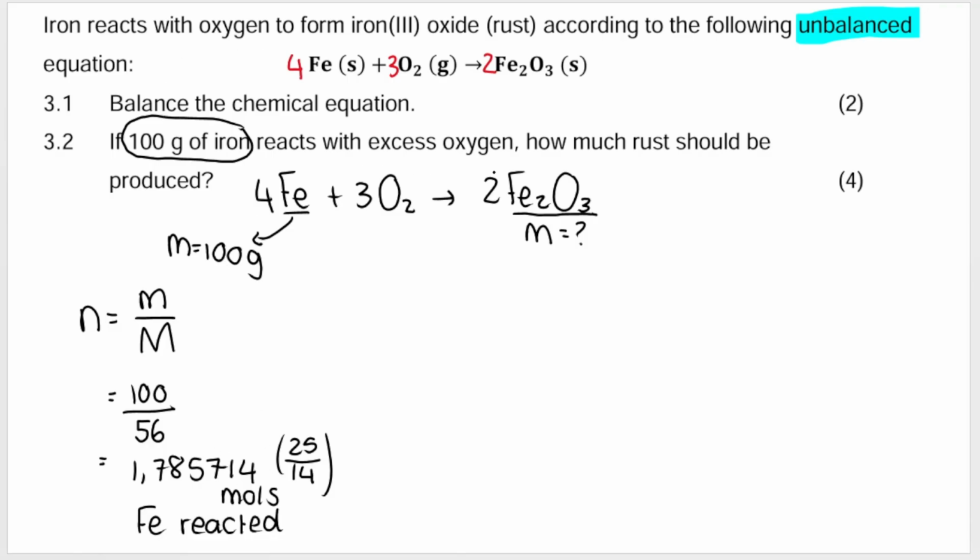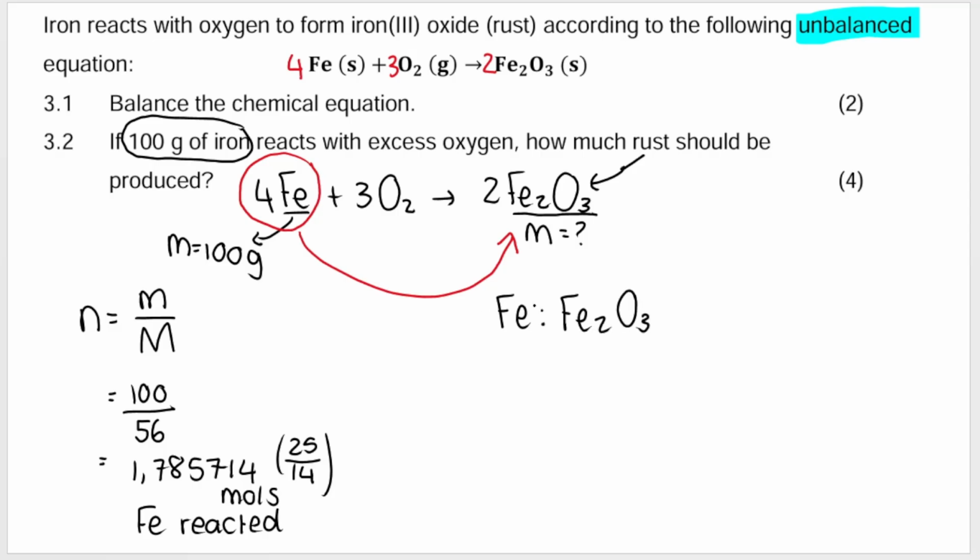Remember, the goal of the question is to work out how much rust will be produced. And you should know from the previous videos in my playlist, when going from one thing in a chemical equation to something else, which we are doing, going from iron to iron oxide, we need to use a mole ratio. You always need to use a mole ratio when going from one thing to the other.